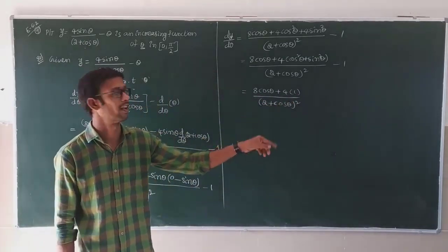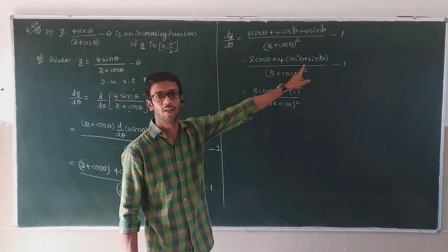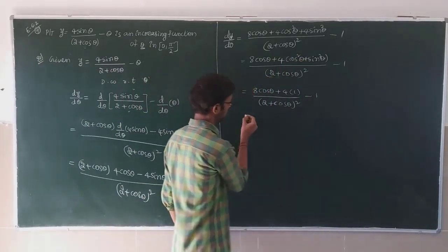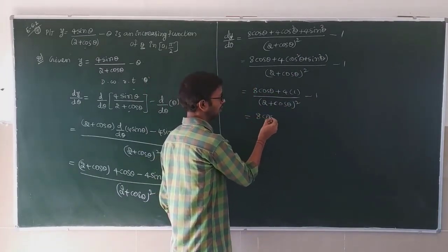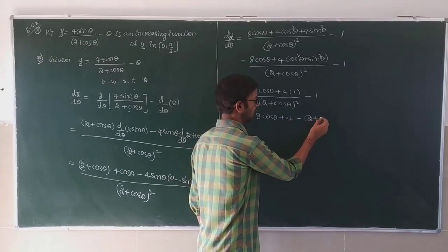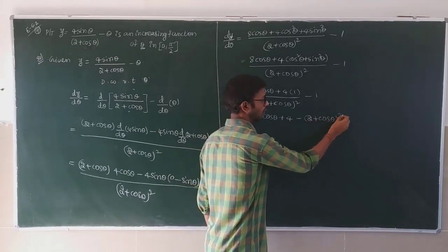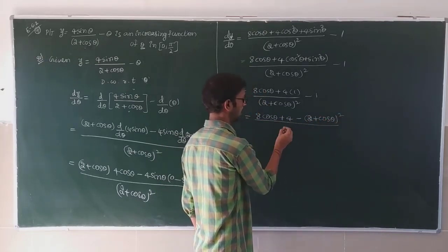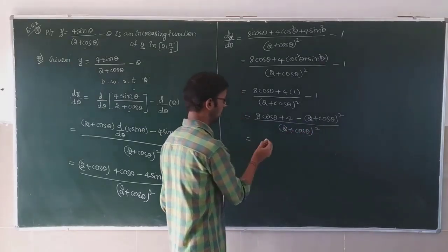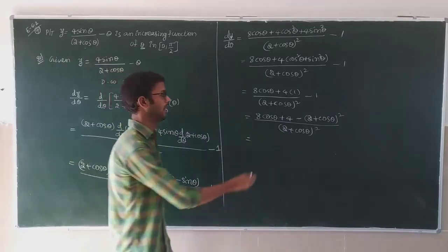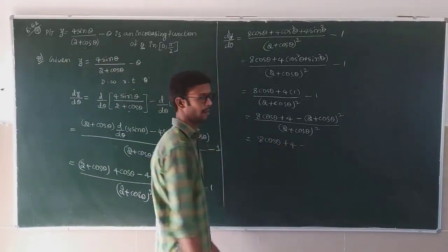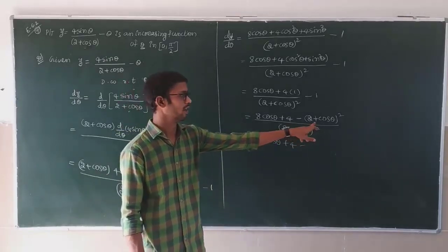Sir, why are you writing 1? Trigonometric identity: cos square theta plus sin square theta is equal to 1, minus 1. 8 cos theta plus 4 minus of 2 plus cos theta whole square, divided by 2 plus cos theta whole square. That is equal to 8 cos theta plus 4 minus this simplification.